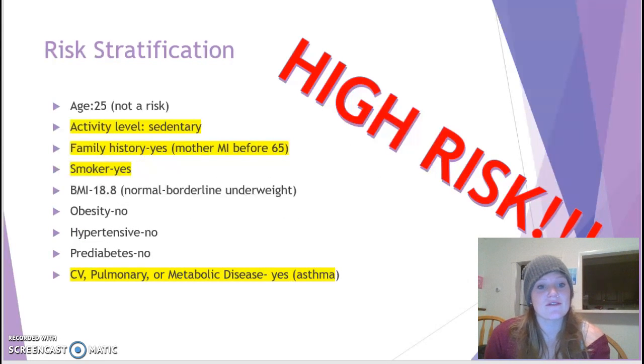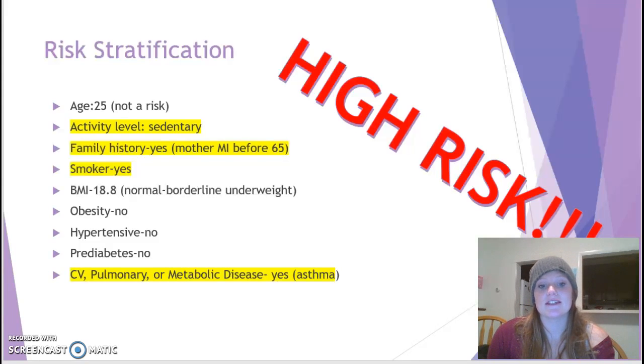With risk stratifying, they say that her age is not a risk. Her activity level is a risk because she is sedentary. Family history is a yes because her mother passed away before the age of 65 with a myocardial infarction. The fact that she's a smoker is not good, so that makes it a risk.